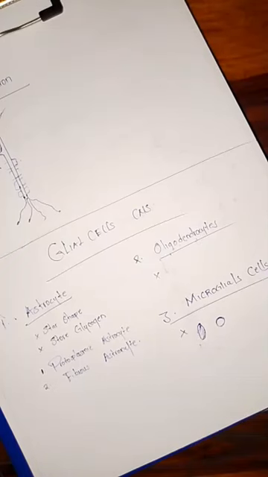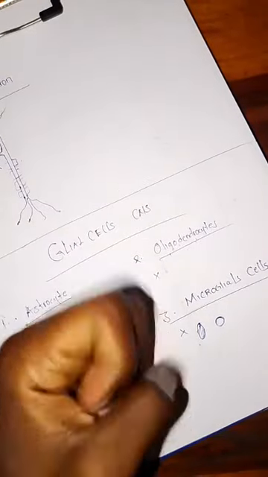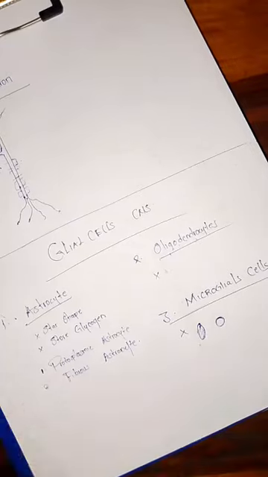They act as immune cells of the central nervous system, meaning that they are involved in the removal of dead cells or pathogens that may invade the central nervous system via the process of phagocytosis. They are going to phagocytose that particular dead tissue or pathogen, then digest it and remove it out of the central nervous system.